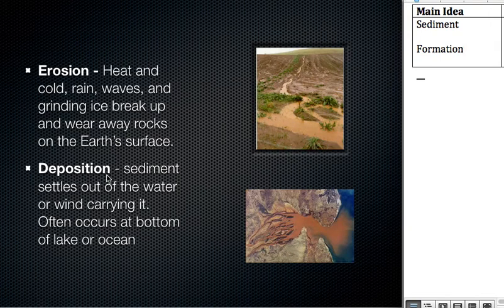Deposition is our next step. These are going to get deposited or settled out of the water or wind that's carrying them, right? Usually this happens at the bottom of a lake or ocean. You can see clearly in this picture, this river is carrying sediment out to the sea, out to the end of the river. You've got a very brown river because of all the sediment in it, but when it gets out into the water, that water is going to slow down and all that sediment is going to fall to the bottom because of gravity.